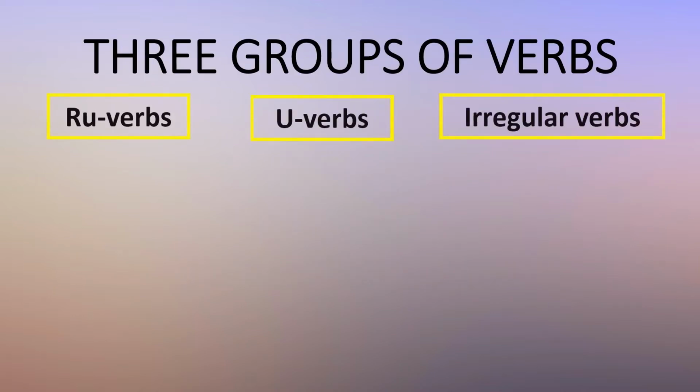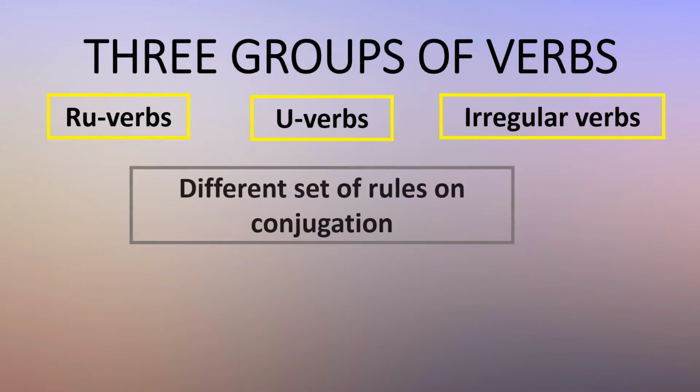Okay, so the three kinds of verbs in Japanese, if you have not yet been introduced to this, I will introduce them to you. They are the Ru-verbs, the u-verbs, and the irregular verbs. Why is it important to know what the different groups of verbs are? It is because they follow different sets of rules of conjugation. These groups have different sets of rules that they follow when they are conjugated, and you will see that if you are already studying the advanced conjugation of the verbs.